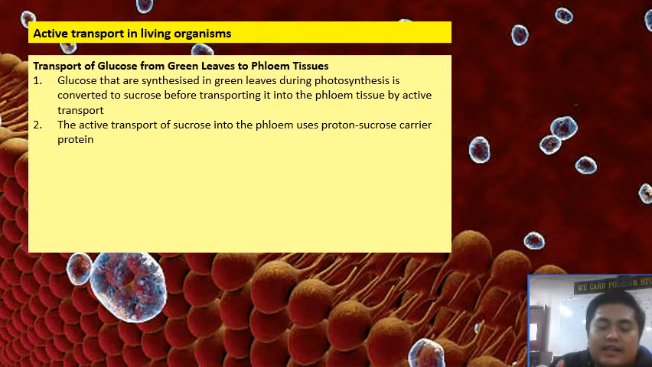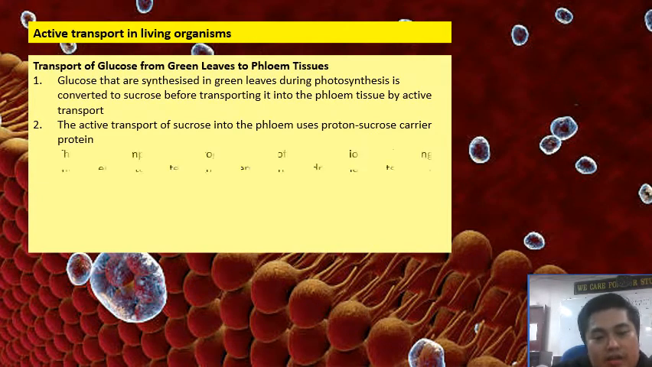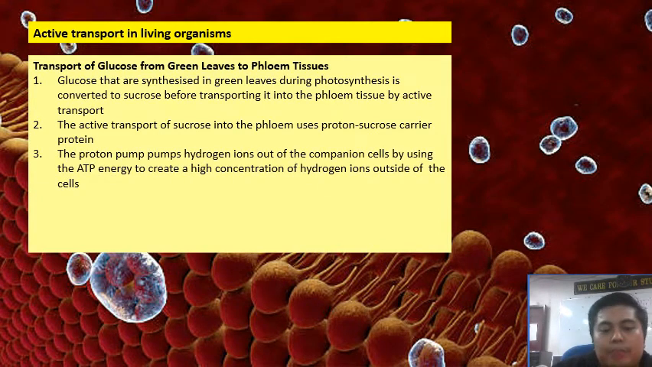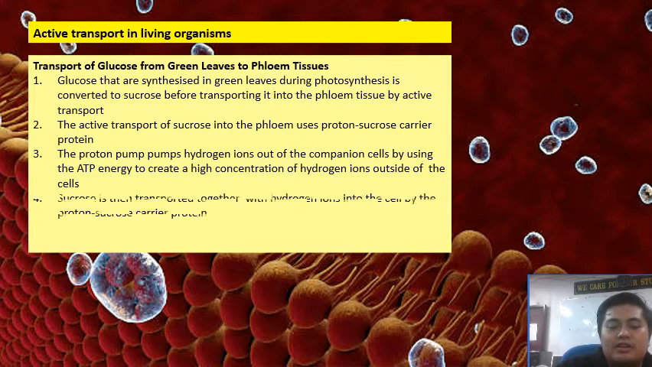Okay, ingat tak tadi saya ada cakap ya, setiap bahan, setiap substances dia akan ada specific carrier protein dia. Macam kes ni dia akan guna proton sucrose carrier protein. So the proton pump will pump hydrogen ions out of the companion cell by using the ATP energy to create a high concentration of hydrogen ions outside of the cell.